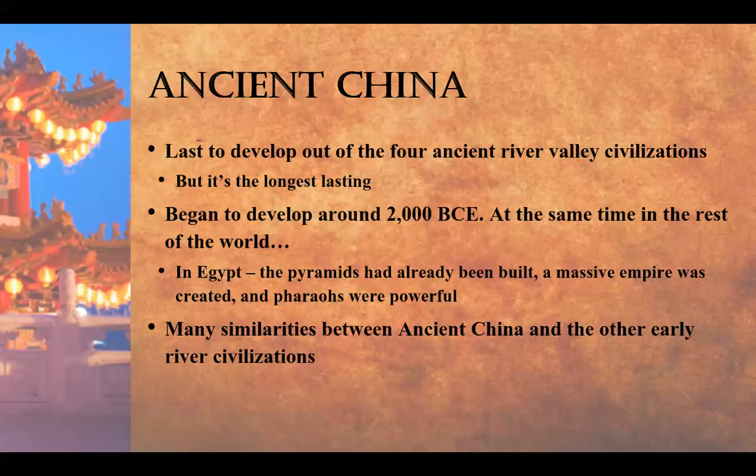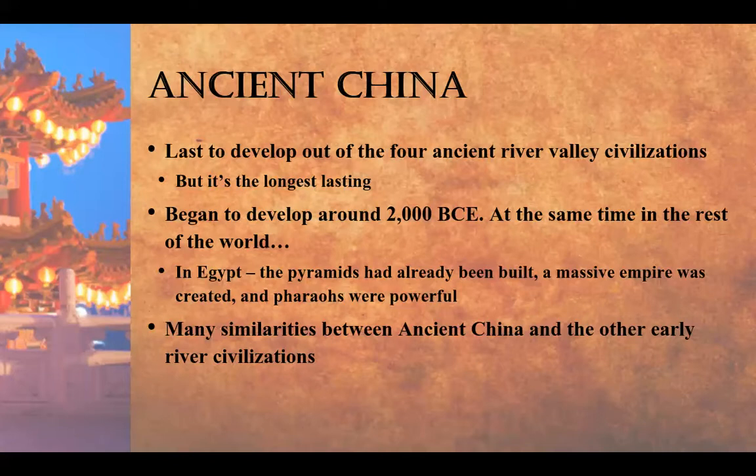Like I said when I showed you the timeline, China is the last of the 4 ancient river valley civilizations to develop, but it's the longest lasting. It still lasts today. It began around 2000 before Common Era. And to put it into perspective, through the rest of the world, Egypt had already built the pyramids. In fact, pharaohs were no longer building pyramids. They kind of fell out of style. The pyramids were old by the time China developed.